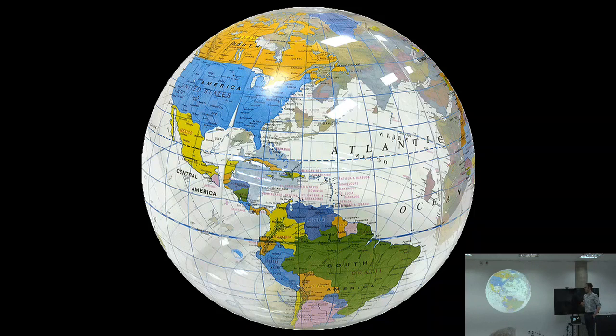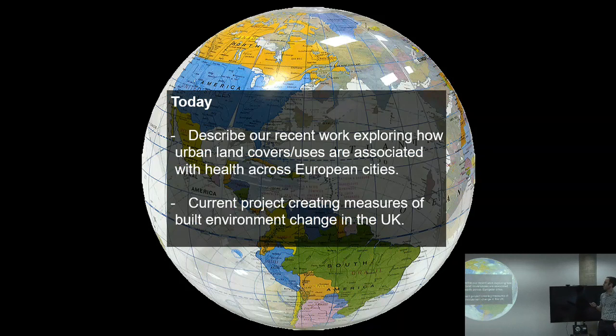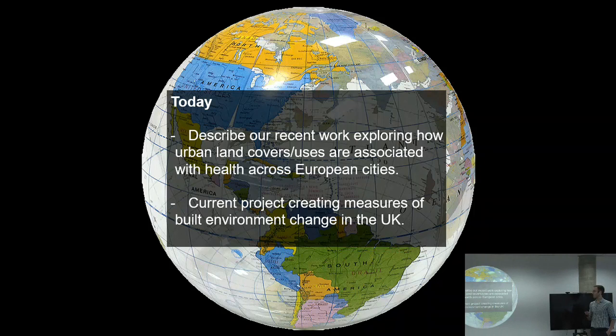What I want to talk about today is some recent work we've done exploring how urban land covers and uses are associated with health across a number of European cities. These are types of methods that can be used anywhere, potentially in South America or different contexts. I'll also provide information about a current project where we're creating measures of built environment change within the UK. We're exploring using these methods in Brazil, in a project we're conducting with Mauro, based at the University of Brasilia.